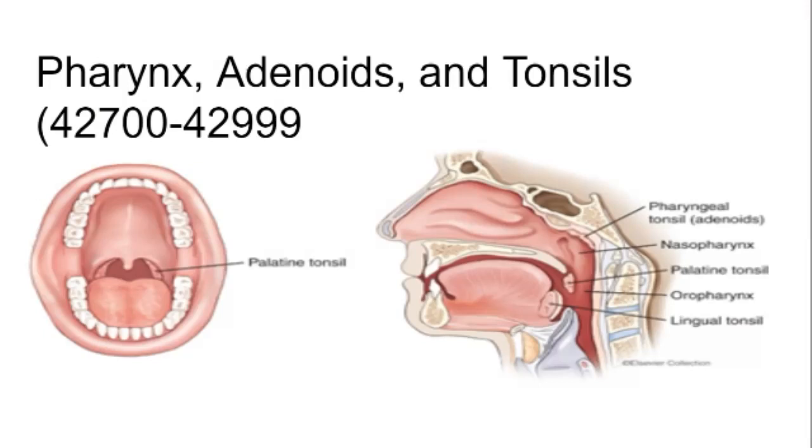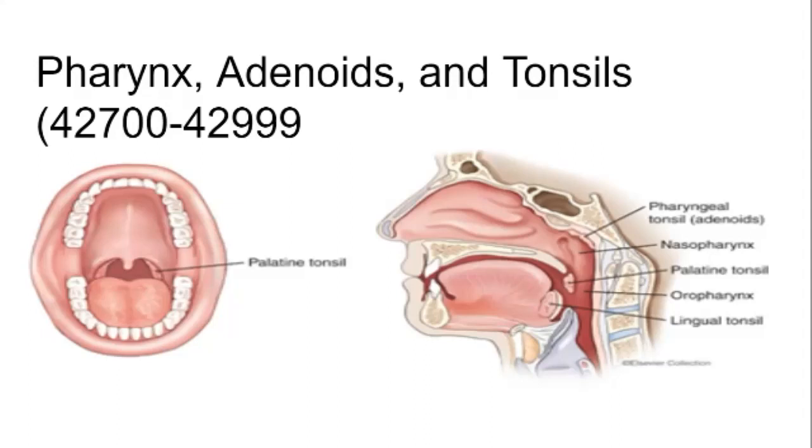Okay, so incision codes are 42700 through 42725. Initially divided on approach, intraoral or external. Again, we're talking about pharynx, adenoids, and tonsils, 42700 through 42999. Tonsillectomy and adenoidectomy are 42820 through 42836, and they're based on gland removed and the age of the patient.